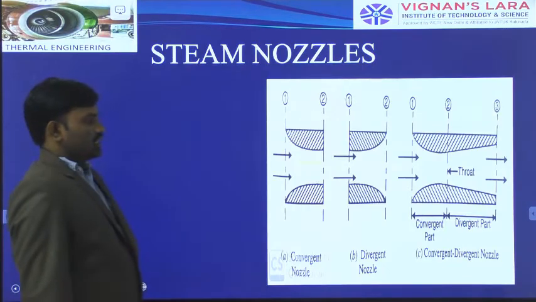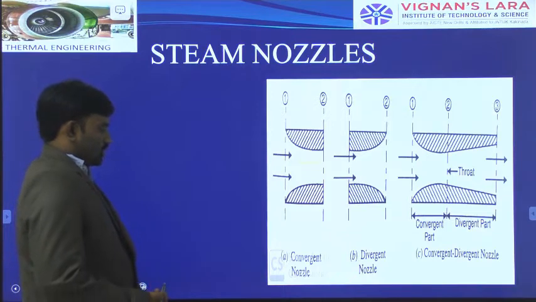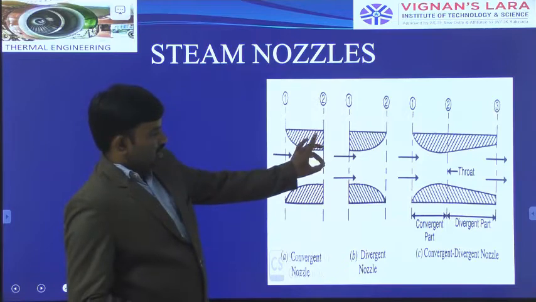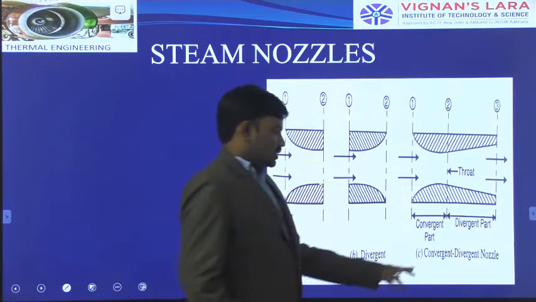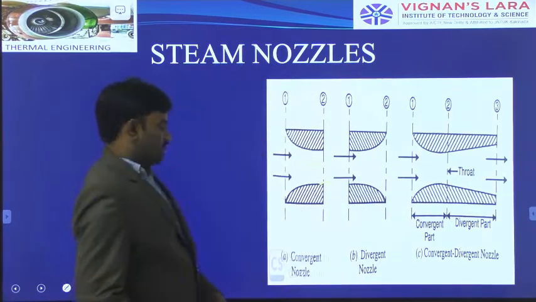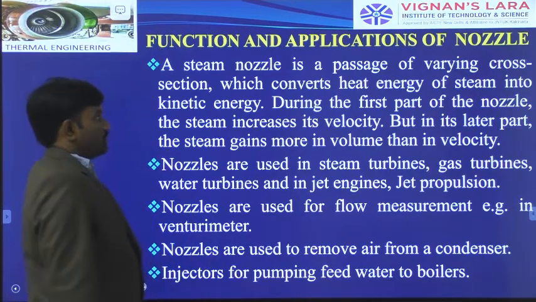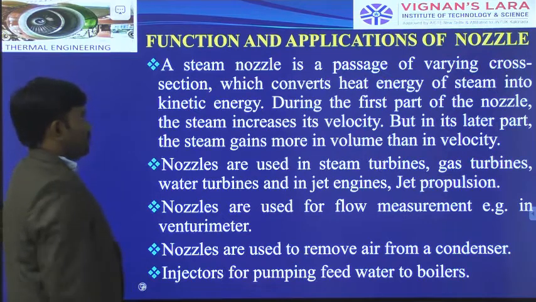See, these are the different types of nozzles, in cross-sectional views. The first one is the converging type of nozzle, the second one is the diverging type of nozzle, and the third one is the converging and diverging type of nozzle. In that manner we use different types of nozzles. Now see the function and application of a nozzle.